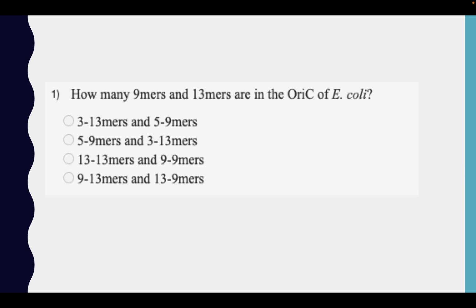Now these are the assignment questions which you might have seen in your portal of NPTEL. So we will cover these 10 questions of week 4 as well. How many 9-mers and 13-mers are in the oriC of E. coli?